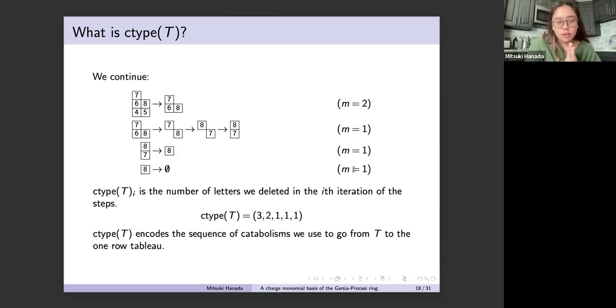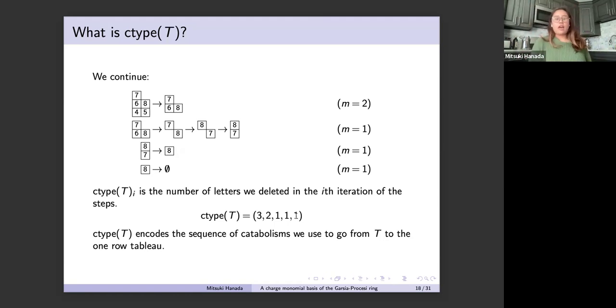The ith coordinate of our catabolizability type is the number of letters we delete in the ith iteration. So these M's that we've been keeping track of, until we end up with, in this case, 3 2 1 1 1. If you're familiar with what a catabolism is, what we've been secretly doing is applying catabolism to the standard Young tableau. The catabolizability type is encoding the sequence of catabolisms we use to go from a certain standard Young tableau to the 1-row tableau, where at each point the catabolism is lowering the co-charge by a certain amount.